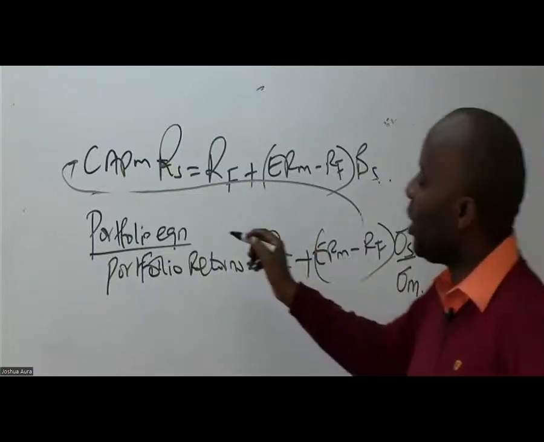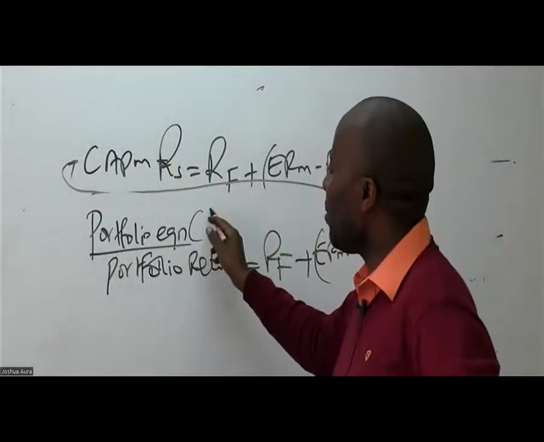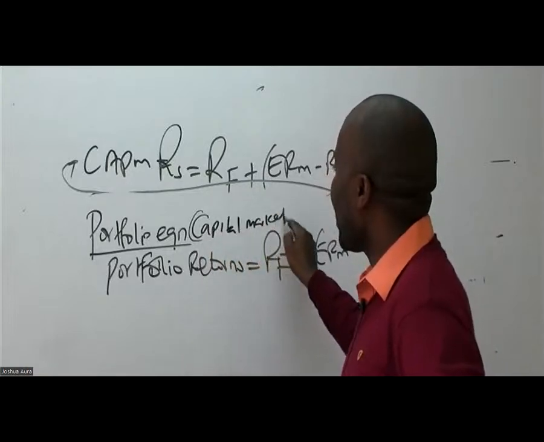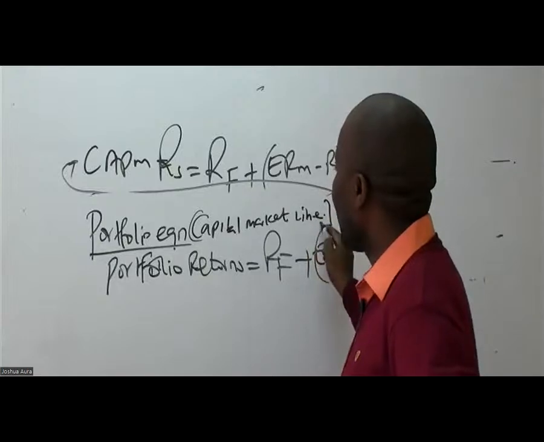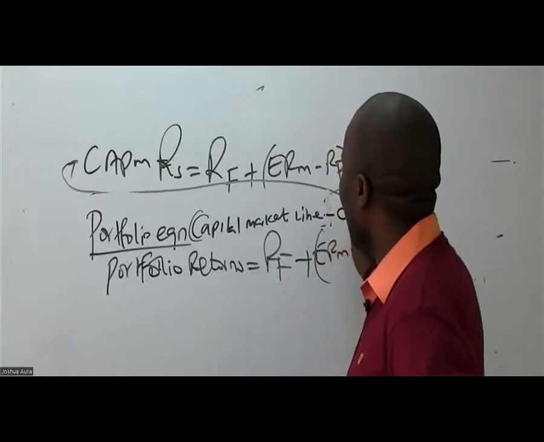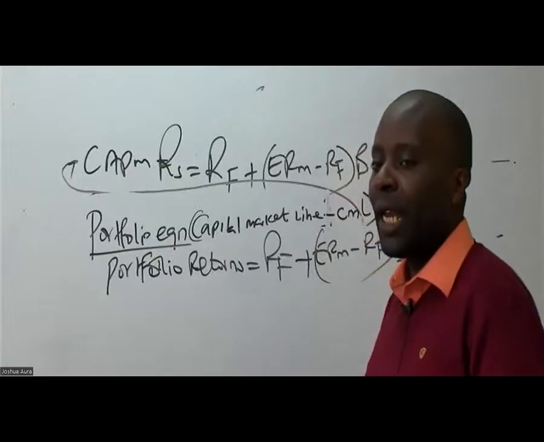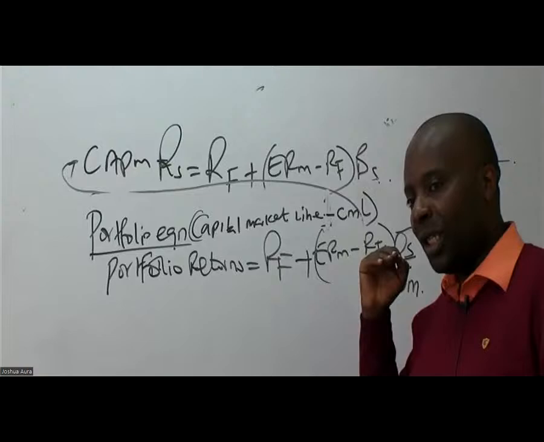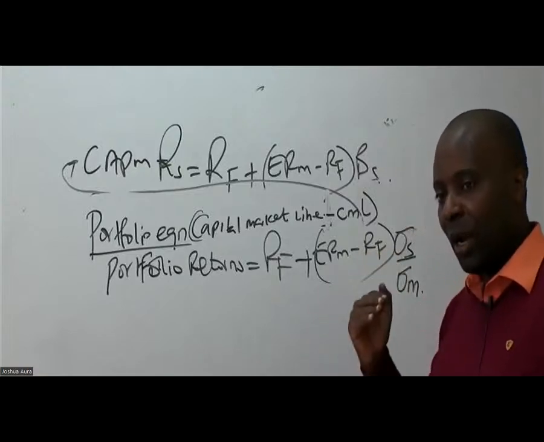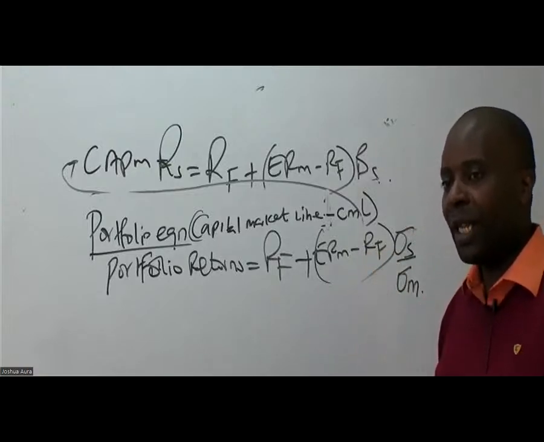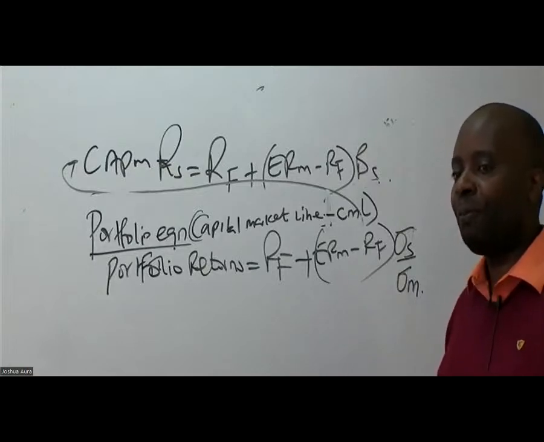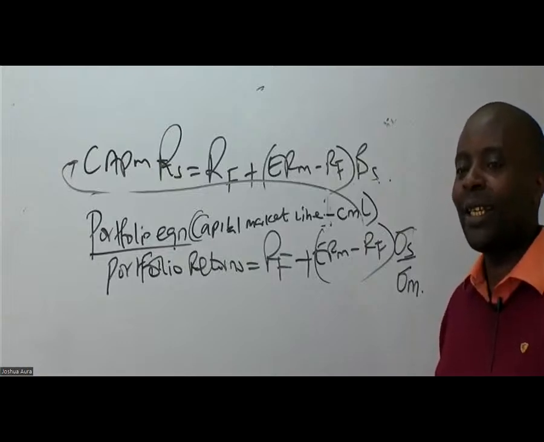This portfolio equation is also known as the capital market line equation, CML. The capital market line is a line that is used to appraise portfolio performance. We normally use this CML language, SML language, when examiners want to throw students under the bus. Quite unfortunate, but it is what it is.